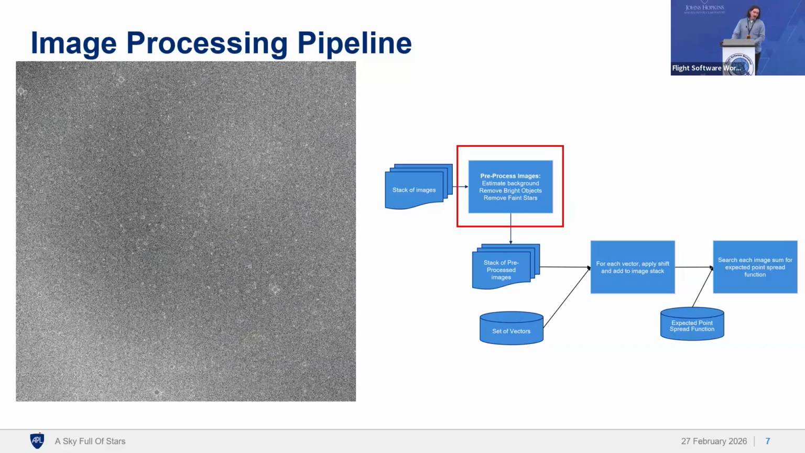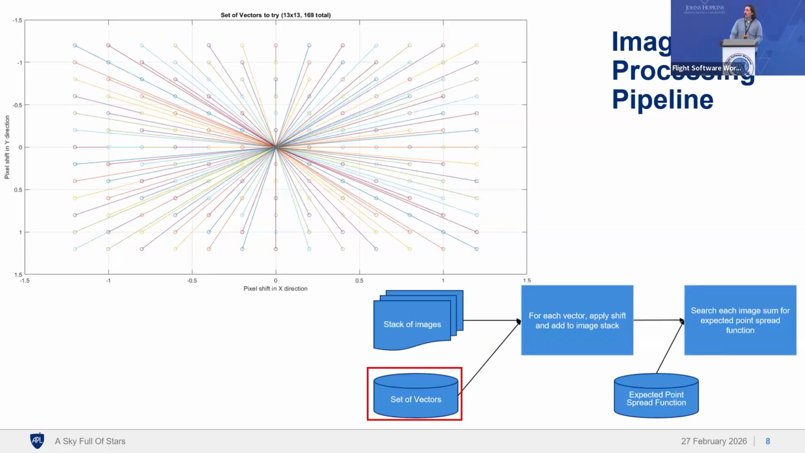So this is an example image after our pre-processing. So we've estimated the background, removed our bright objects, and removed our stars. You can see there's sort of halos around things, but it's looking a lot better. And here's just a visualization of a set of vectors that we're going to try. So if you wanted to go from negative 1.5 in both x and y all the way to positive 1.5 in x and y, those are the number of pixels that you're going to shift for each vector.